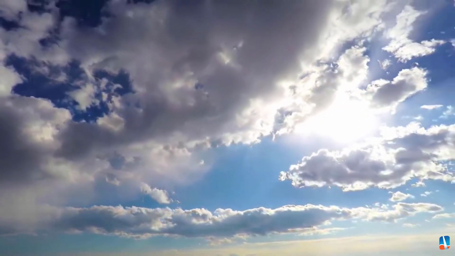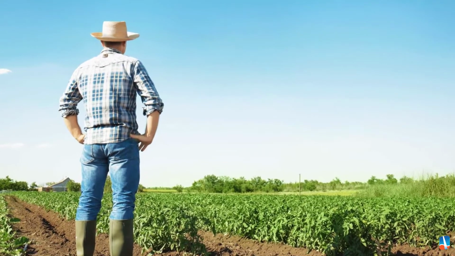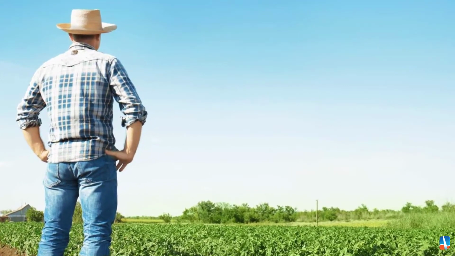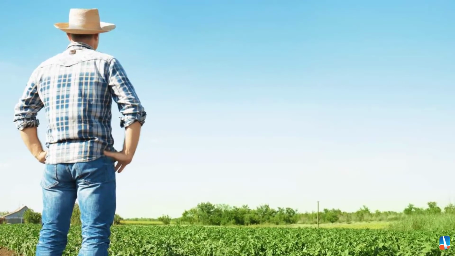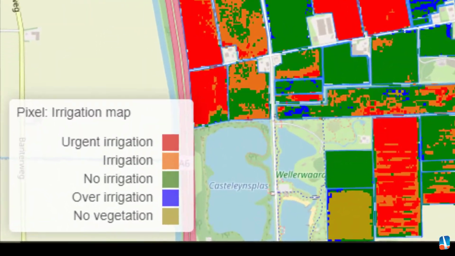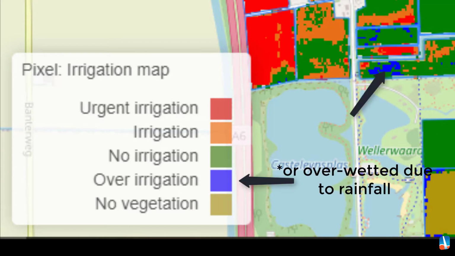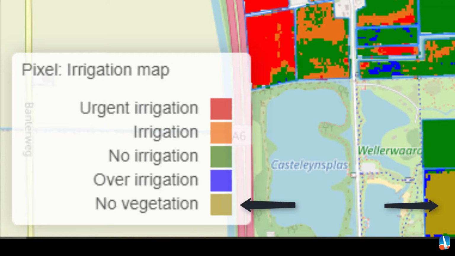We start off with number 1, Irrigation Advice Map. To optimize production and water use, you need to know when to irrigate, and important, when not to. We use a traffic light system to advise you if you need to irrigate today. Orange means your field needs irrigation. Red means your field needs urgent irrigation. Green means your field does not need irrigation. Blue means your field is over-irrigated, and brown means your field does not have vegetation.